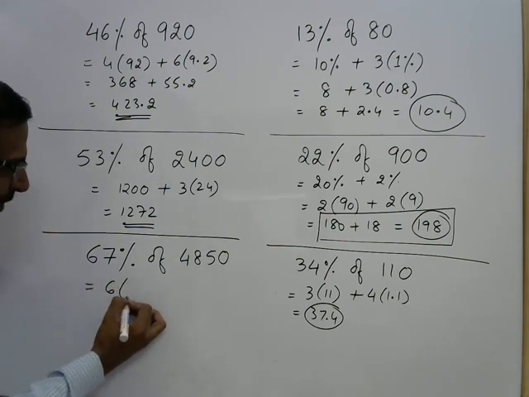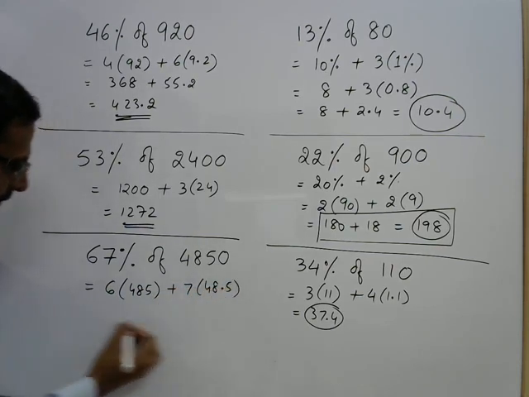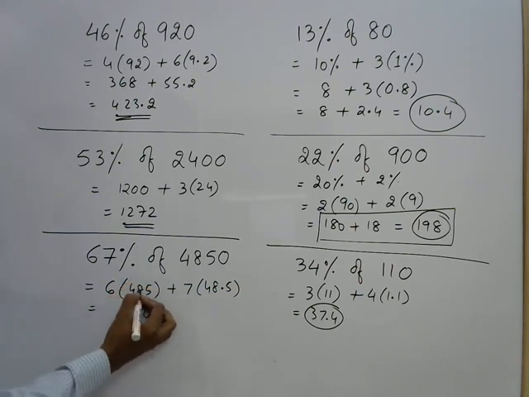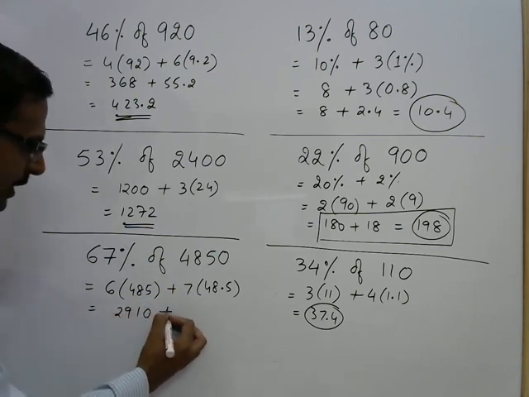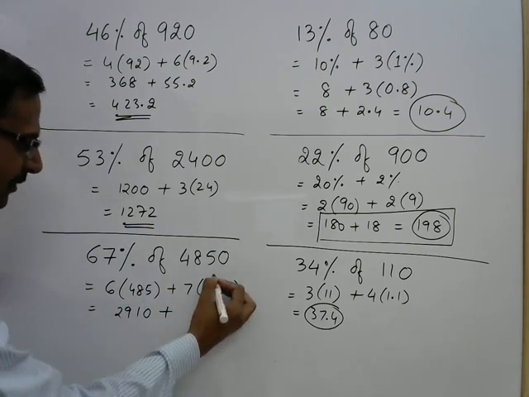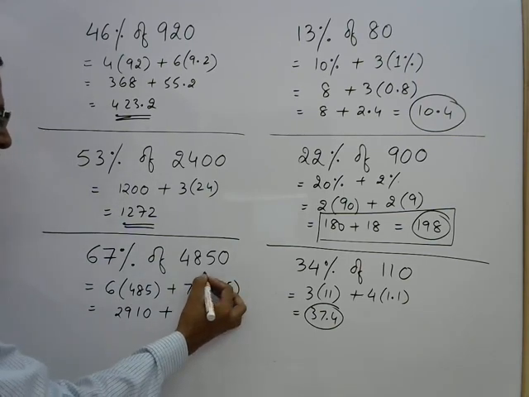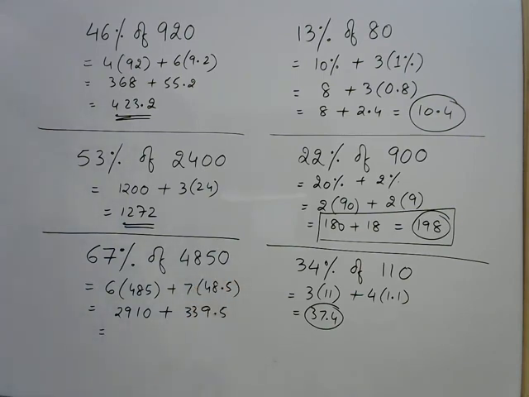So 6 into 10%, 485, and 7 into 1%, 48.5. So if you multiply this, 6 5s are 30, 0 carry 3, 6 8s are 48, 51, 1 carry 5, 29. So 2910. And 7 5s are 35, 5 carry 3, 7 8s are 56, and 3 is 59, 9, 5, 7 4s are 28, 33. So if you add these two, 2910 and 339.5, you are going to get the same answer which most of you have given, 3249.5.